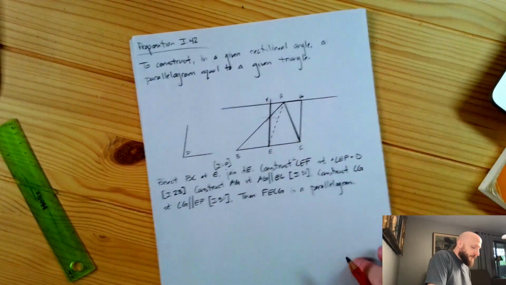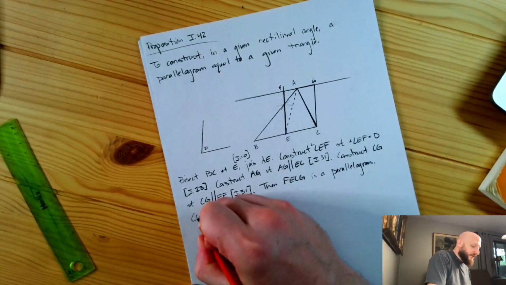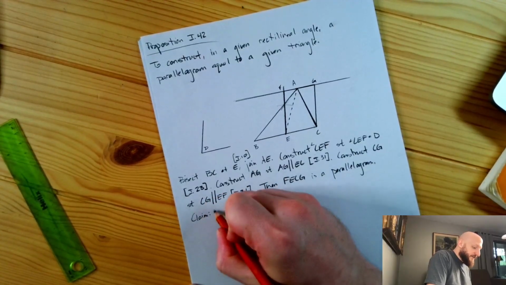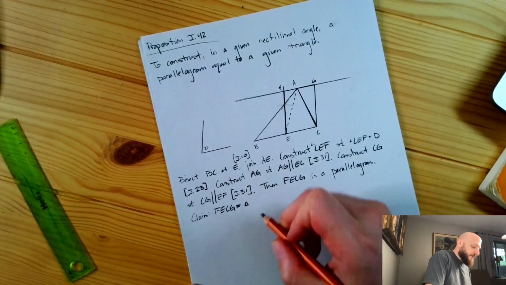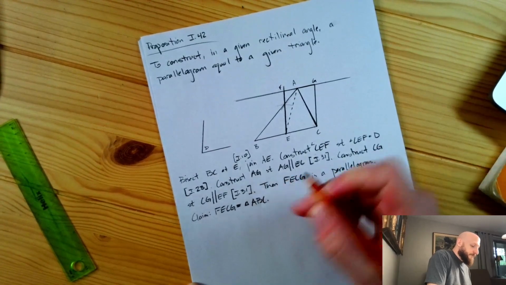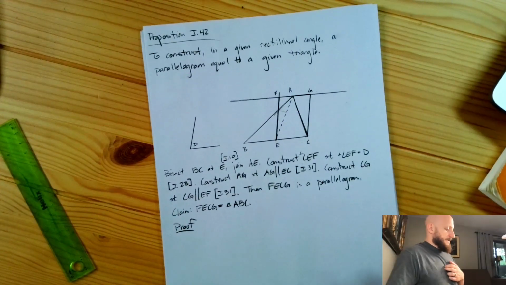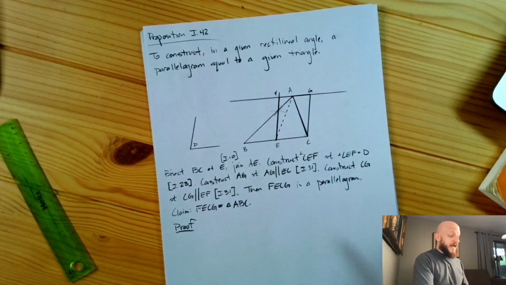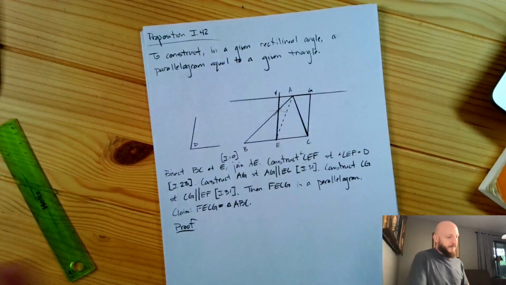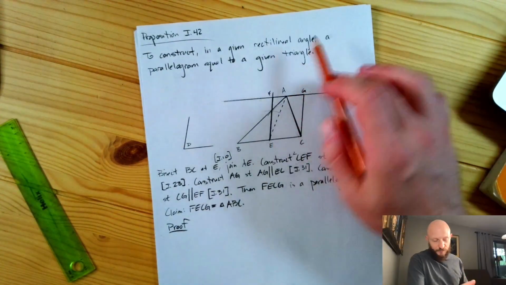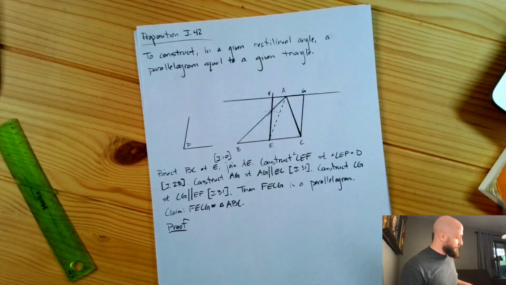My claim is that FECG is equal in area to triangle ABC. So let's prove that. And obviously, FECG has angle D built in, just by construction. So that part of the requirement is fulfilled. All we need to prove is that FECG equals triangle ABC, their areas.